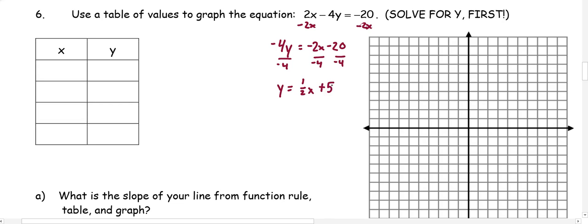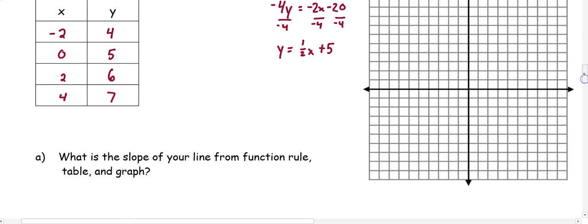So again, there's a fraction, so I need multiples of my denominator. Well, if my denominator is 2, some multiples I could pick would be -2, 0, 2, and 4. So I'm going to put those points into the function rule. So 1/2 times -2 is -1 plus 5 gets us 4. 0 times 1/2 is 0 plus 5 is 5. 1/2 times 2 is 1 plus 5 is 6. 1/2 times 4 is 2 plus 5 is 7.